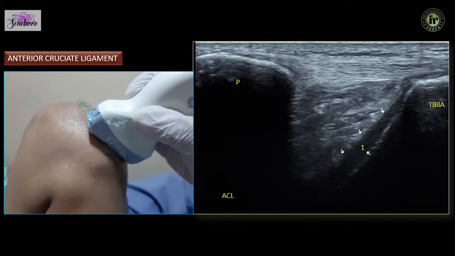Keeping the probe over the tibial tuberosity and rotating the cranial end towards the lateral femoral condyle, you can visualize only the superficial part of the anterior cruciate ligament there.